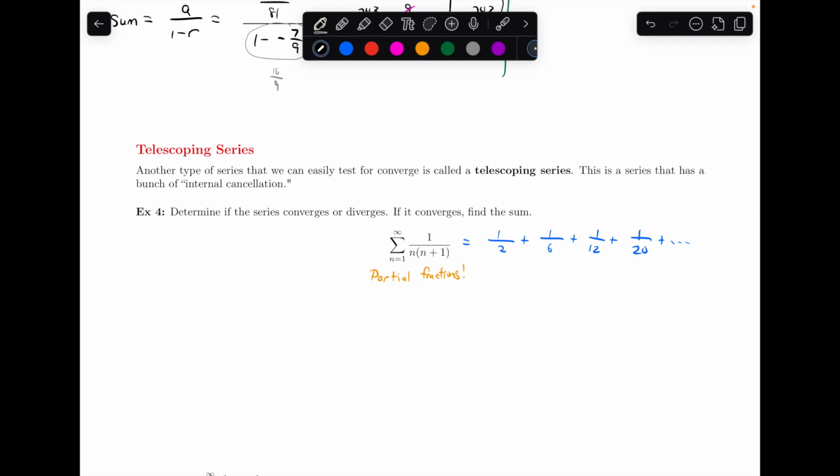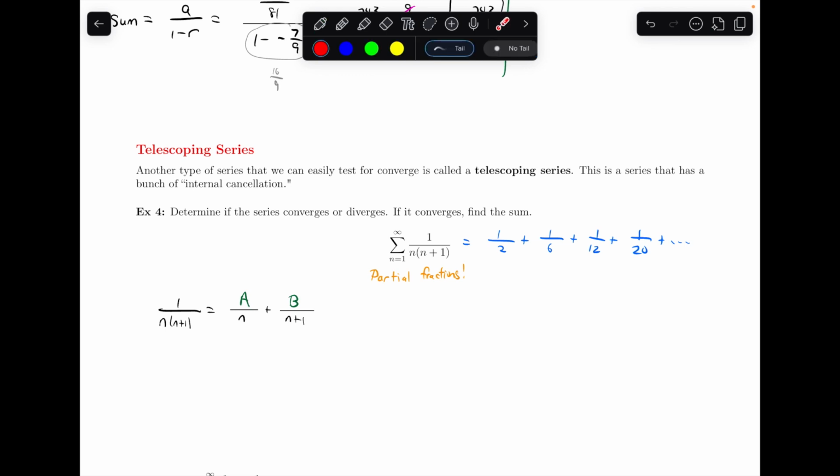I'm going to take this fraction, 1 over n times n plus 1, and split it into two fractions: one that has this first factor n on the bottom, and another that has the second factor n plus 1 on the bottom. On the numerator, the degree of both of these polynomials is 1, so the numerator has to be something of degree less than 1, a degree 0 polynomial, which is just a constant. I'm going to call that constant a. Similarly, this numerator would also be a constant, which I'm going to call b.